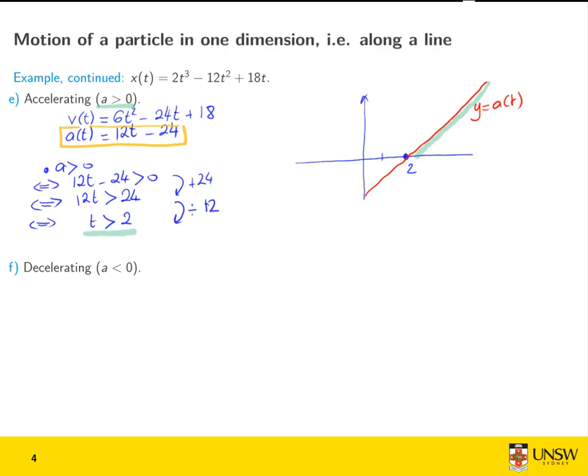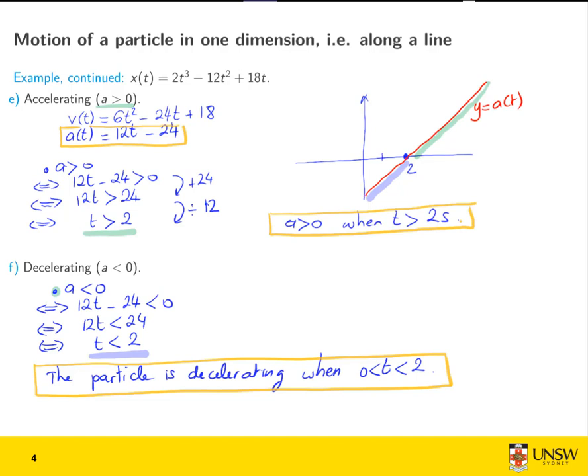Question F: when is a negative? So the acceleration is negative, in other words, the particle is decelerating. Same thing: just write down the formula you have for acceleration and see when this is negative. We get 12t is less than 24. Again, we divide by 12, and we get t is less than 2. Again, we could have done this by looking at the diagram. Your acceleration is negative when t is less than 2 seconds. And as usual, we make sure we add a sentence with our conclusion.